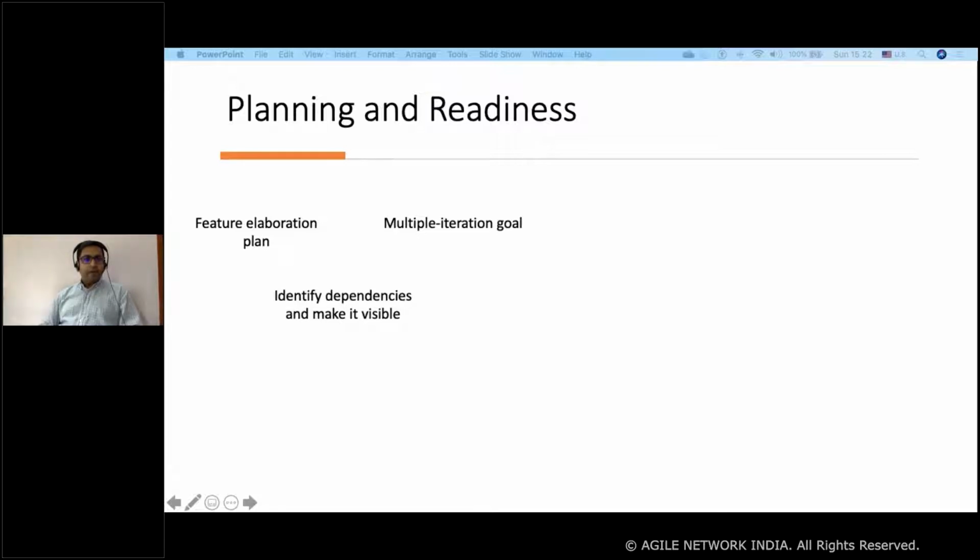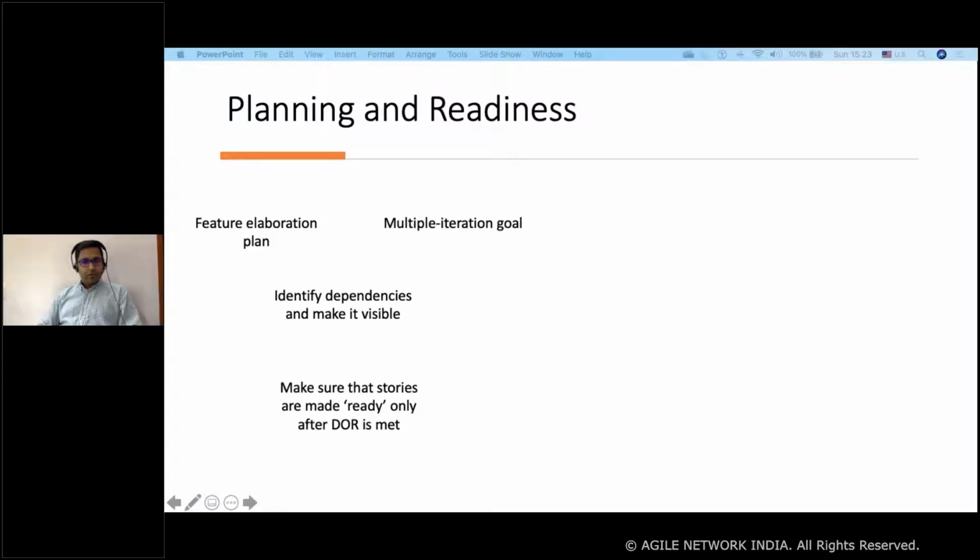The next one was to identify dependencies and make them visible. Similar to the program board, at team level, when the feature elaboration or backlog refinement is happening, the team dependencies were identified and tracked, and it was ensured that the dependencies were closed before the story is pulled into the sprint.